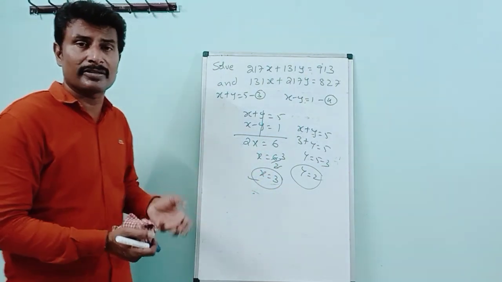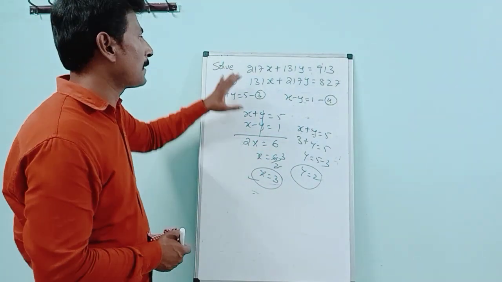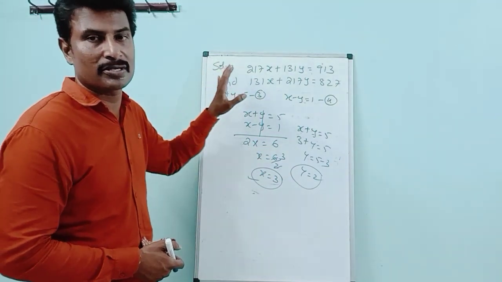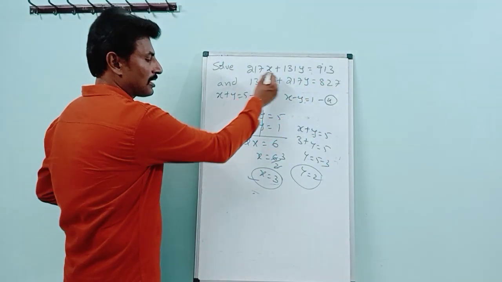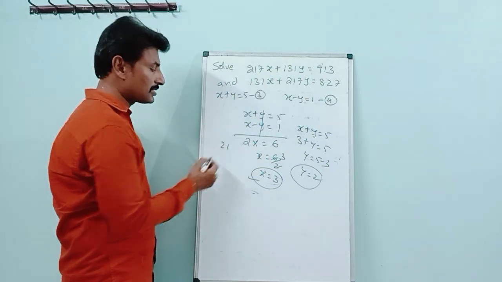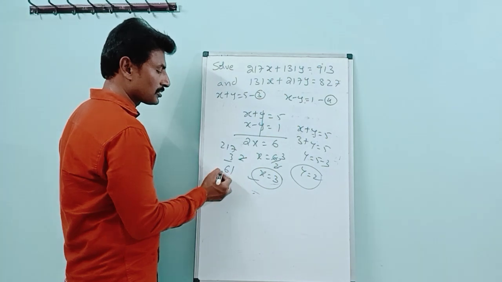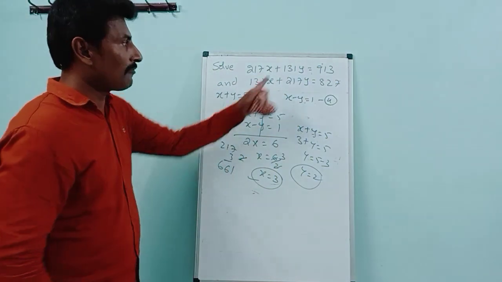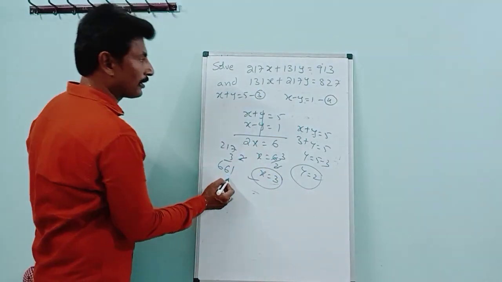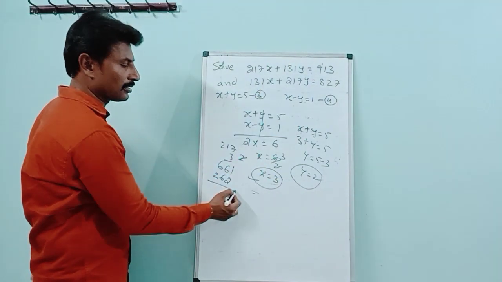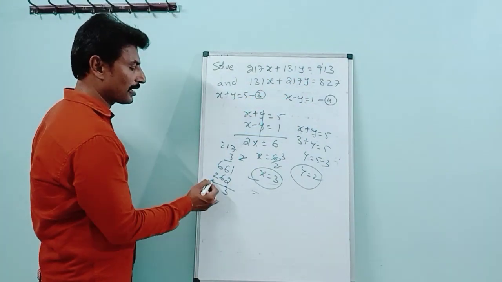I want to check also whether it is right or not. Simple. Take the x value and y value in the left hand side of the first equation and check whether we get the RHS. Look here, our x value is 3. 217x means 217 threes. 3 sevens are 21. 3 ones are 3 plus 2 is 5. 3 twos are 6. And 131y, your y value is 2. 131 into 2. Let us add it and see whether we get 913.